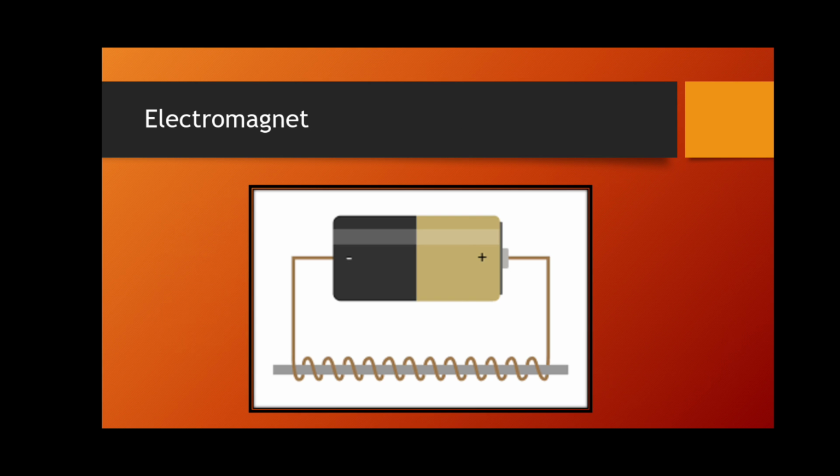Then the next topic that we are going to discuss is the electromagnet. So what do we mean by electromagnet? An electromagnet is a soft metal core transformed into a magnet by the passage of electric current through a coil surrounding it. Here you can see that the coil is surrounding the nail, and this is connected to the positive and negative terminals of the cell.